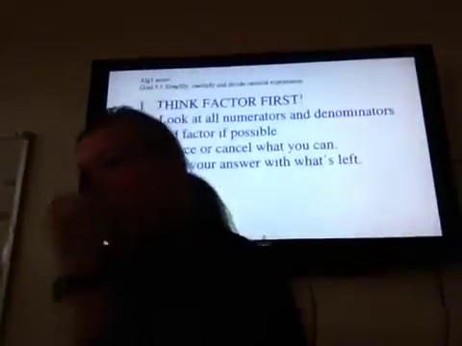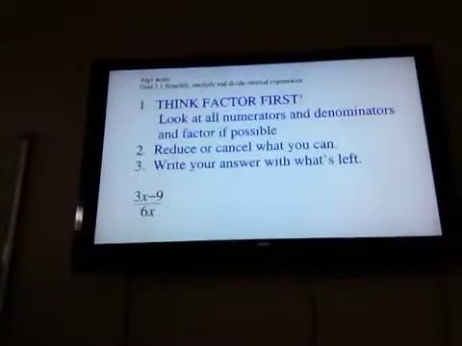Fraction. Rational expression just means that you have a fraction and you have x's everywhere, okay? Do not cancel before you think factor. Factor, factor, factor has to be part one.